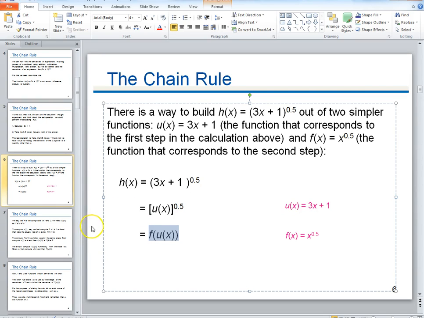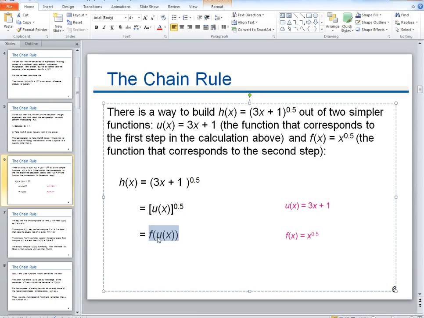I don't have it written down, but that would be df du. But I could ask a different question, and I want you to decide whether it makes sense to ask the question. Not what the answer is, just whether it makes sense to ask it. And it's not the same as this question, df dx. What that means is, if I change x, does f change?